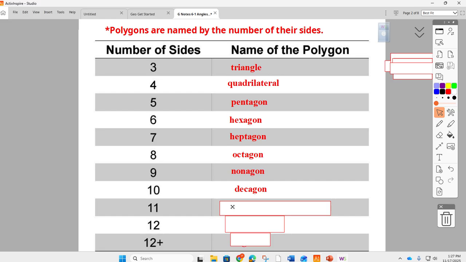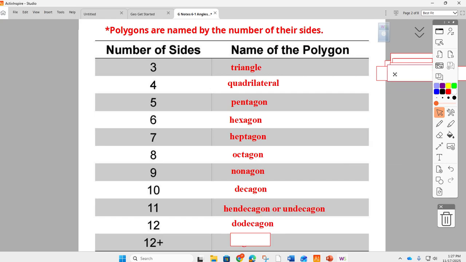All right, there's no sense in me trying to have you guess this one. This one has 2 names. The only one that makes sense to me is an undecagon. Un for 1, dec for 10. 1 plus 10 is 11. Undecagon. Dodecagon is 12. Trace decagon would be 13. Actually, I have no idea what a 13-sided polygon is called.